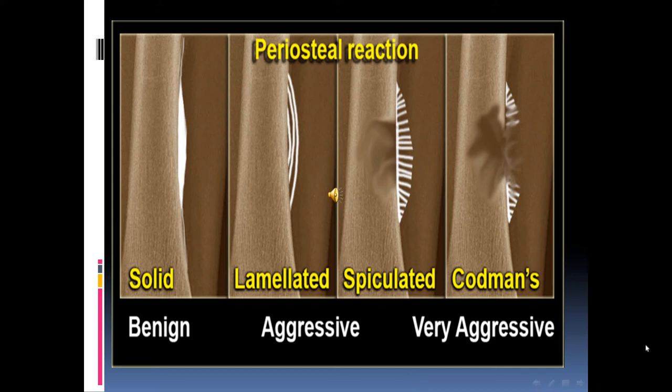So the lamellated, the spiculated, and the Codman periosteal reactions represent the aggressive or malignant type of periosteal reaction, while the first one, the white one, we call the benign or the solid periosteal reaction.